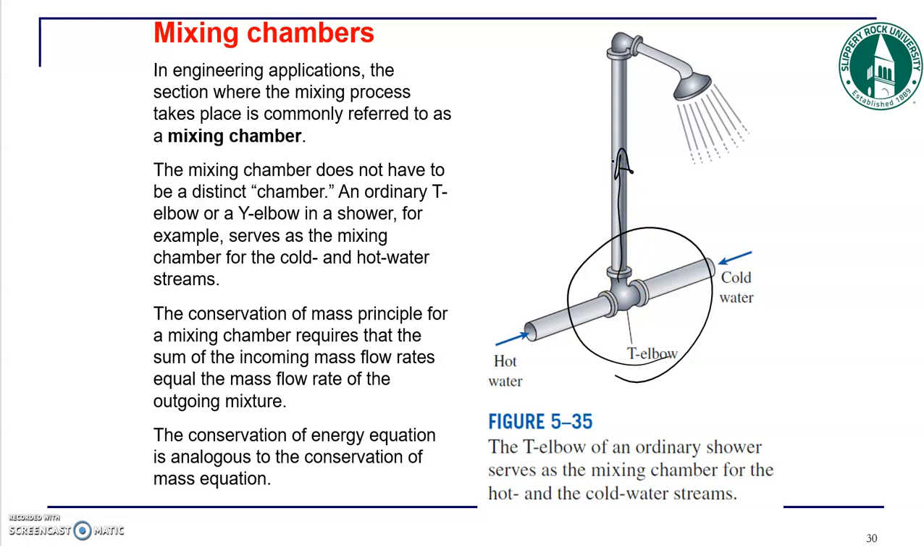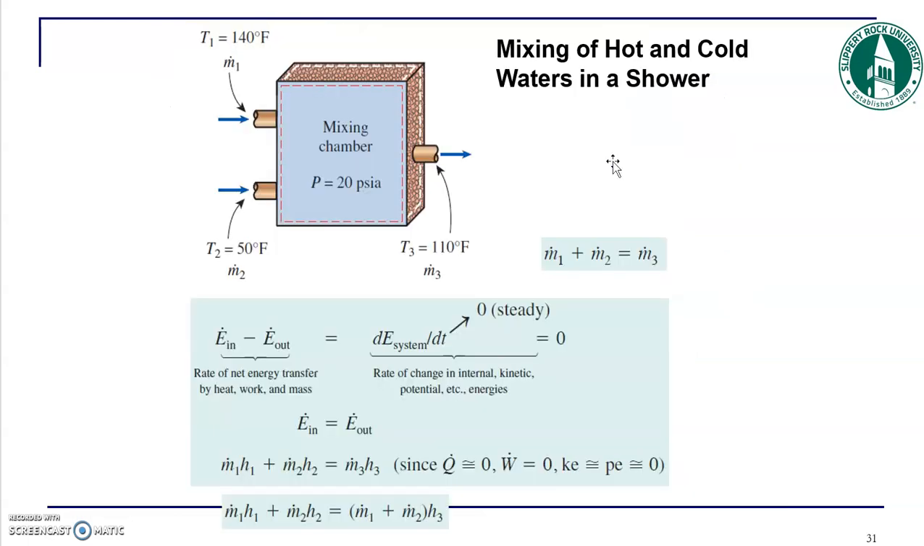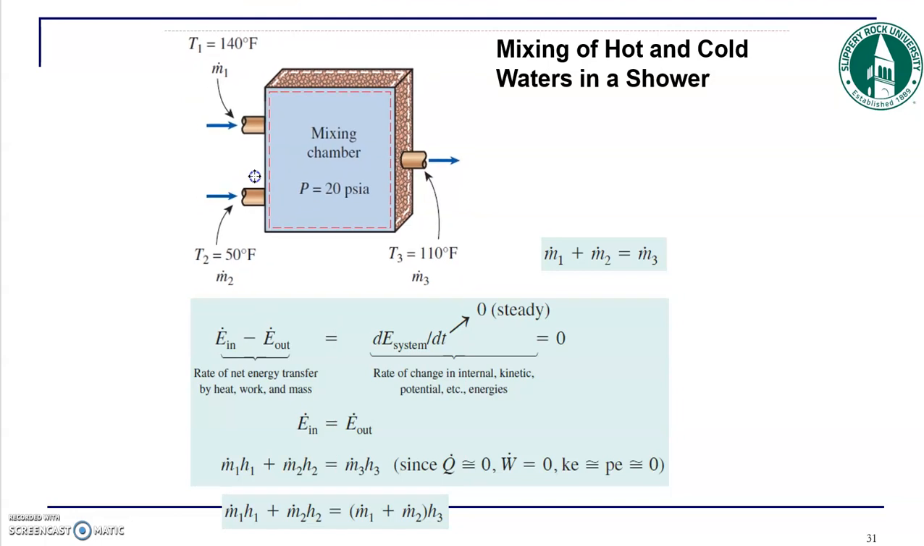The important thing that you need to remember from these devices is that you need to write the conservation of mass as well. If you look at this mixing chamber, we have m.1, right? And we do have m.2. If you add these two together, that's going to make whatever is output. So m.1 plus m.2 is equal to m.3.